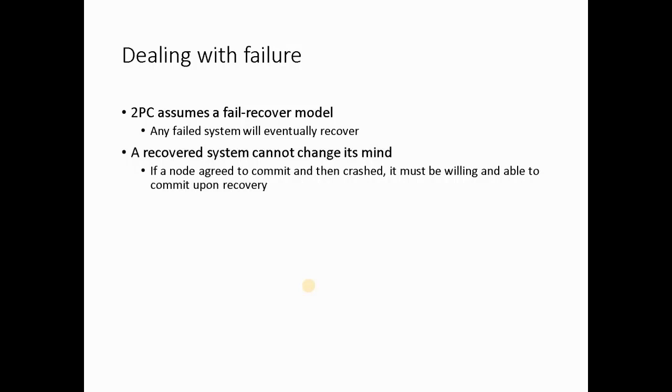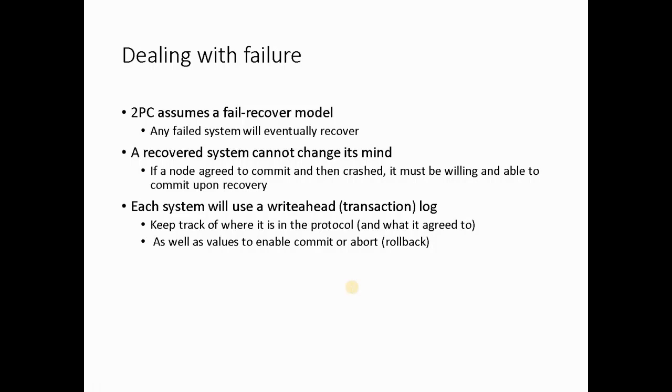Now let's look at how to deal with failures. Two-phase commit assumes the fail-recovery model. That means any failed system will eventually recover. But we need to make sure that a recovered system cannot change its mind. So if one node agreed to commit and then crashed, it should be willing and able to commit when it recovers. Each system will use a write-ahead log and keep track of where the protocol starts, the committing, that means the request for the commit, and all these phases are recorded, and also the values to enable commit or abort.